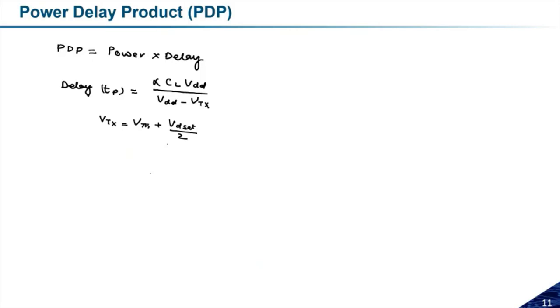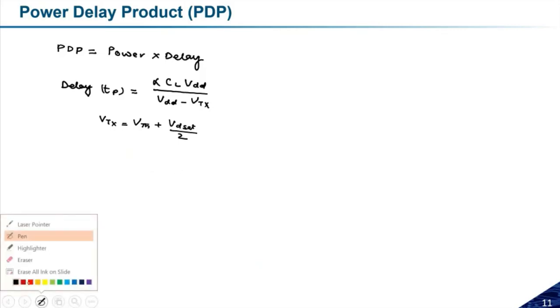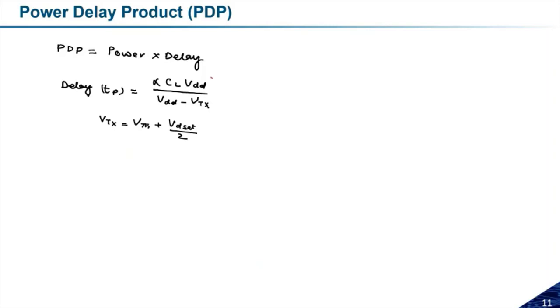Okay, basically let me elaborate more things. Like, yeah, let me change this color. So this portion is for the delay component. Now let us try to see here. Like we know that the PDP is the power into delay product. Okay, so let me try to see.